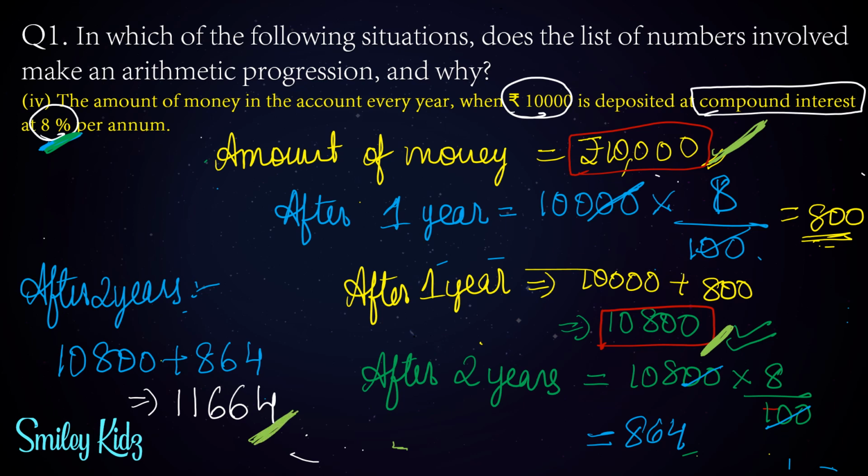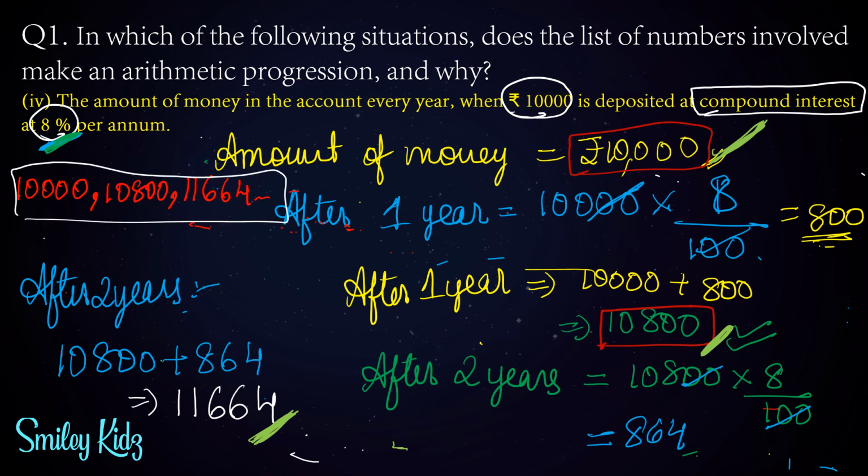So the sequence is going to be 10,000, 10,800, 11,664, and so on. Right? This is the sequence. But is this sequence an AP? Do you think it's an AP? Here the difference we have is 800, and here the difference we have is 864. The common difference is not the same. When the common difference is not the same, then the given sequence does not make an AP. Right? So, the statement given here does not make an arithmetic progression.